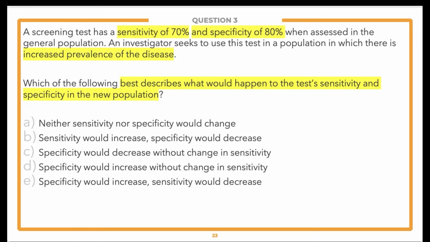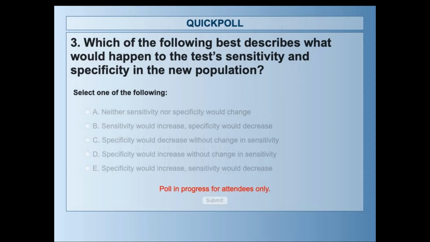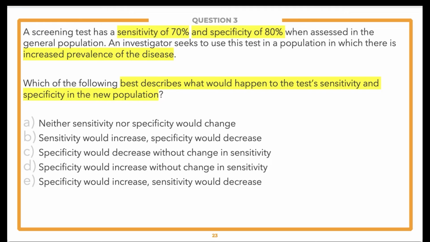Okay, you've listened to Abraham, so here we go. We're going to launch the poll, and you can tell us which of these answers best describes what would happen to the test sensitivity and specificity in the new population.